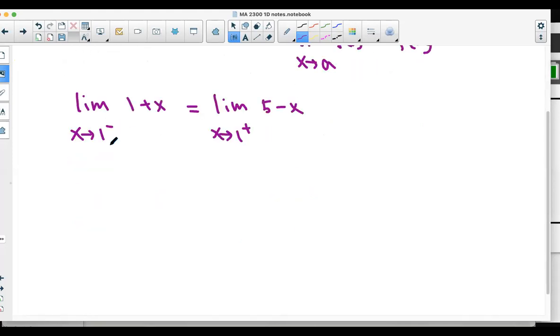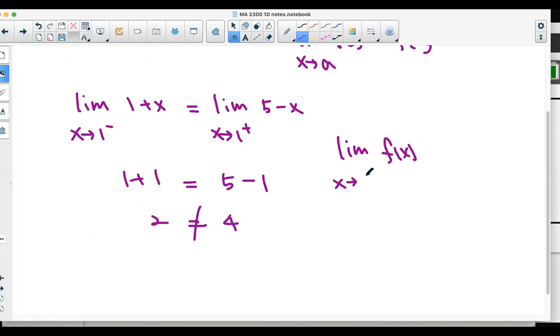In that case, what happened? When I plug in 1, I get 1 plus 1. Is that in fact equal to 5 minus 1? This is 2 and that's 4, and you realize they're not equal to each other. Therefore, the limit of f of x as x approaches 1 does not exist, because they are approaching two different values. One is approaching 2, the other one is approaching 4.